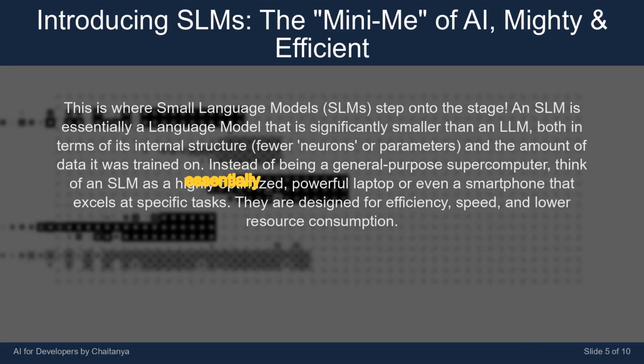An SLM is essentially a language model that is significantly smaller than an LLM, both in terms of its internal structure, fewer neurons or parameters, and the amount of data it was trained on. Instead of being a general-purpose supercomputer, think of an SLM as a highly optimized, powerful laptop or even a smartphone that excels at specific tasks. They are designed for efficiency, speed, and lower resource consumption.